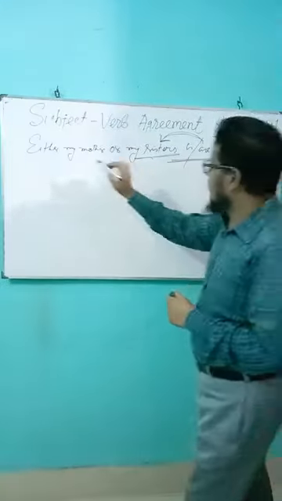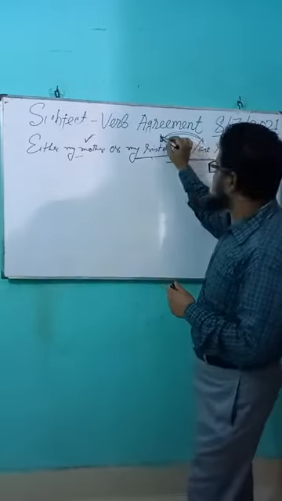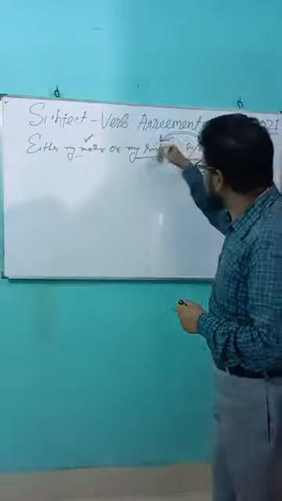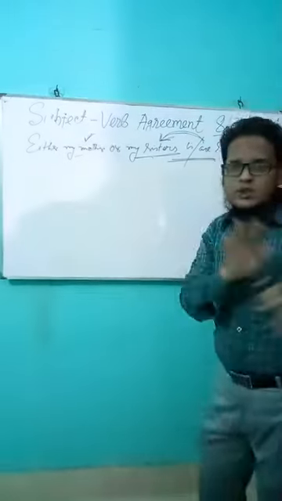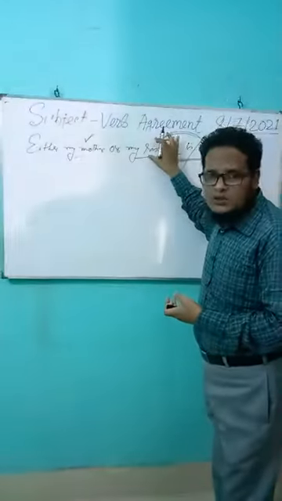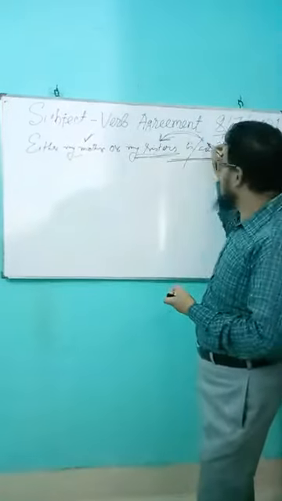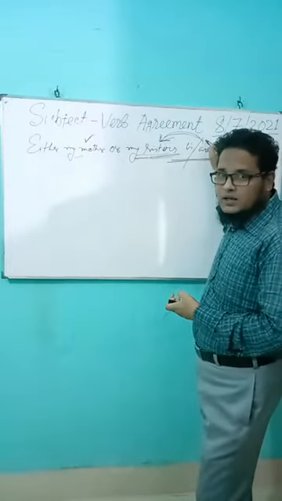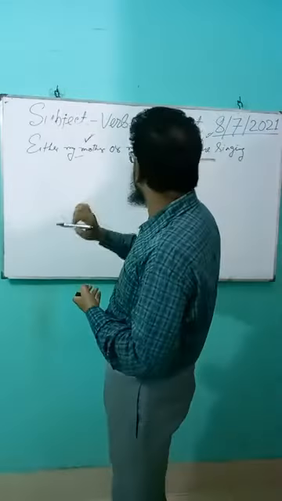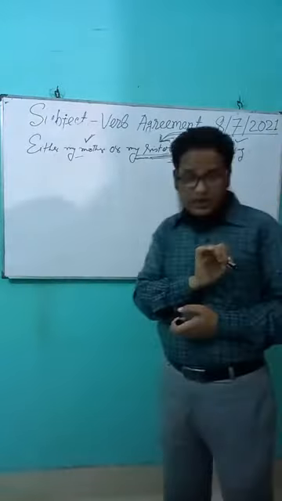So either my mother, though it is the singular subject, or my sisters. My sisters is the plural subject. So the verb must agree with the subject closest to it. My sisters are plural. That's why the verb must be plural. So here, are will be correct. So either my mother or my sisters are singing, not is singing. Okay.